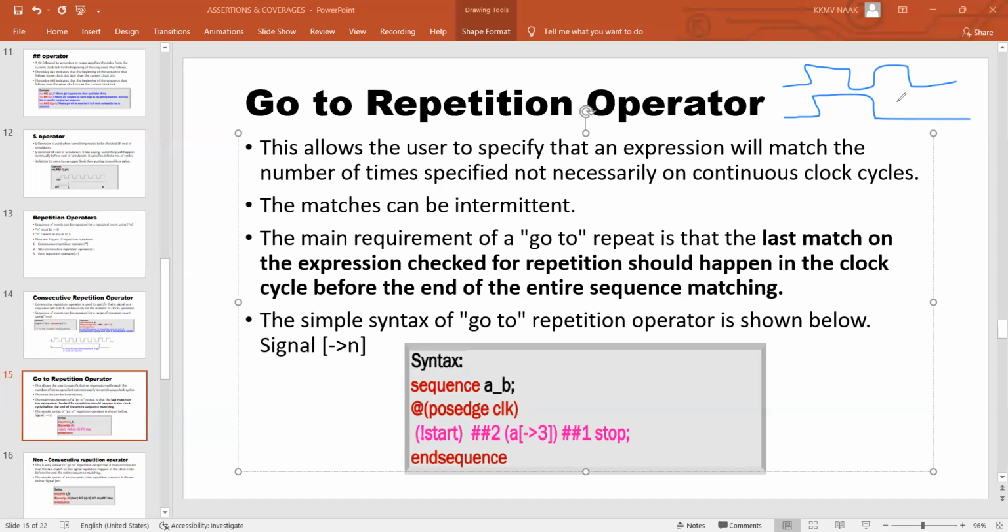Whereas for the non-consecutive repetition operator, there is no such condition that the last match should be on the expression checked. It is only valid for the go to repetition operator. This is the only difference between them. Here the last match should be done before the end of sequence matching, whereas there it's not mandatory. Clear?